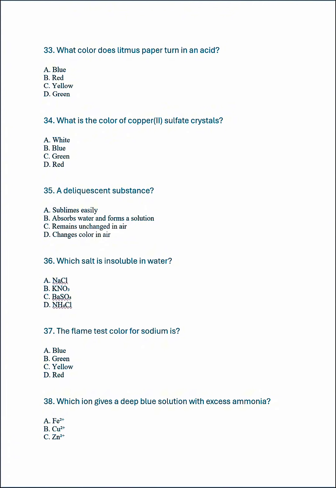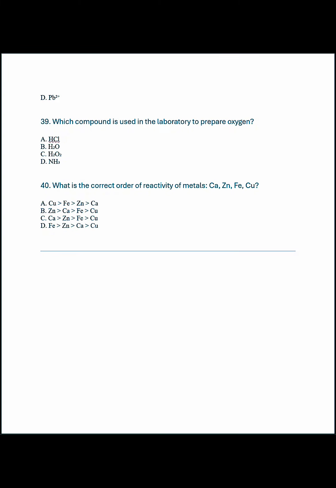Now 36. Which salt is insoluble in water? The correct answer is C, BaSO4. Now 37. The flame test color for sodium is obviously yellow. So the correct answer there is C. Alright, so 38. Which ion gives a deep blue solution with excess ammonia? The correct answer is copper ion. That is option B.